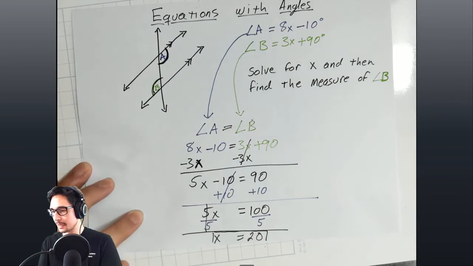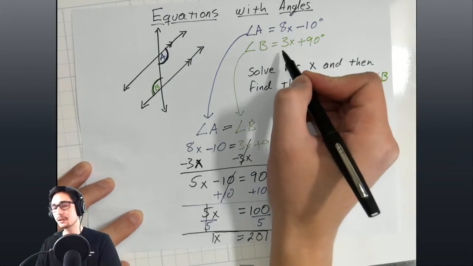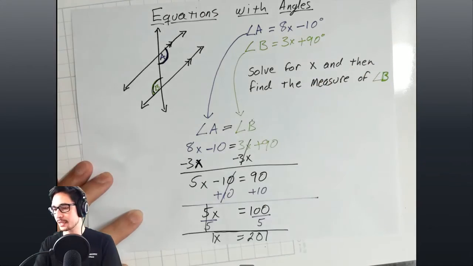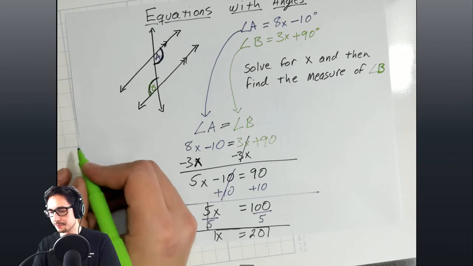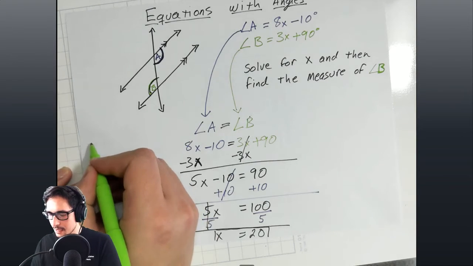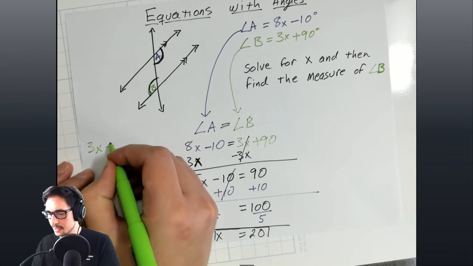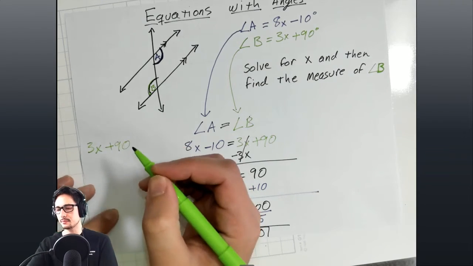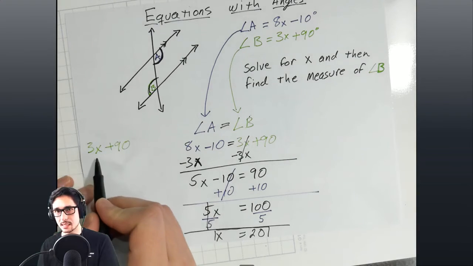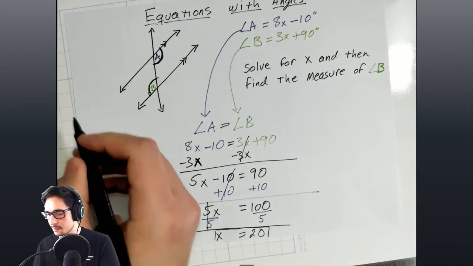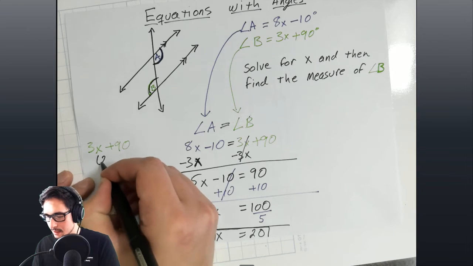So what we have to do is plug what I know for x into what was given for angle B. So I'm just going to do that on this side. So this is going to be 3x, here's angle B, 3x plus 90, right? And now I can plug in 20 in here. So this is going to be a 20.